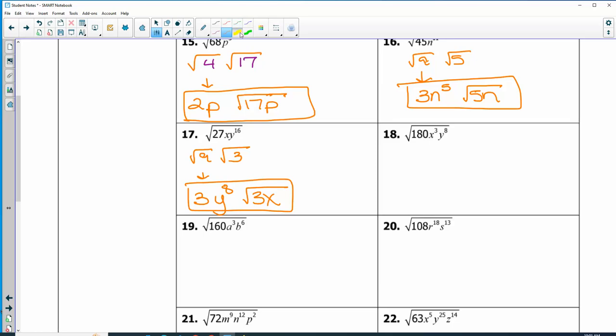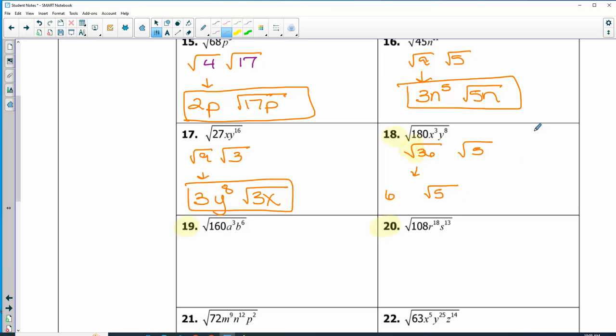Okay, I want you guys to try. I'm going to give you some time. If you get through all 3, great, but get through as many as you can. 180. So I need a perfect square that goes into 180. What could we do? 36 and 5. The square root of 36 is 6. And the 5 stays underneath.